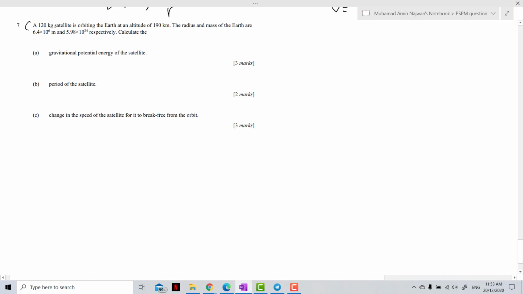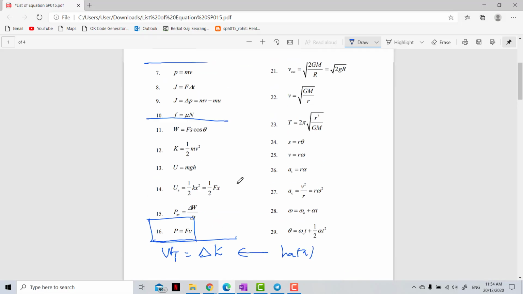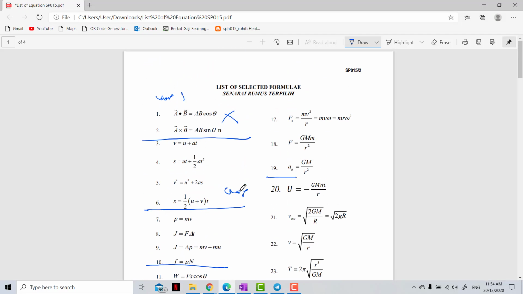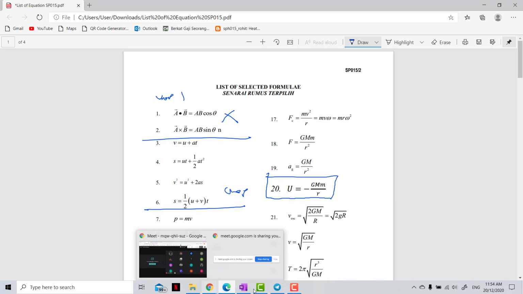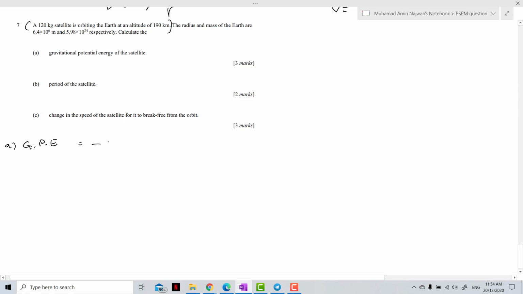So a 120 kilogram satellite is orbiting the Earth at an altitude of 190 kilometers. The radius and mass of the Earth is given. So soalan minta calculate the gravitational potential energy of the satellite. So soalan A, GPE. How do you find the gravitational potential energy? You refer back pada you punya formula. GPE kita adalah negative G M besar M kecil over R.